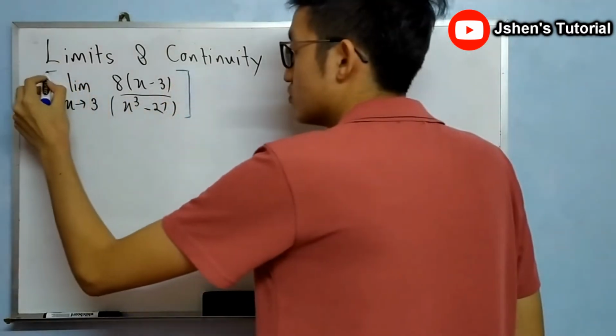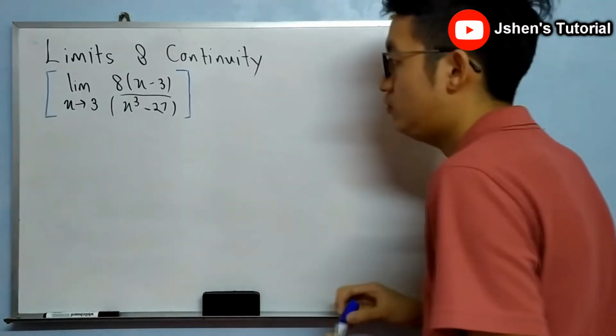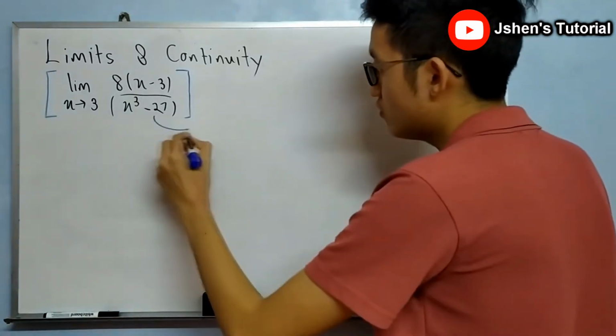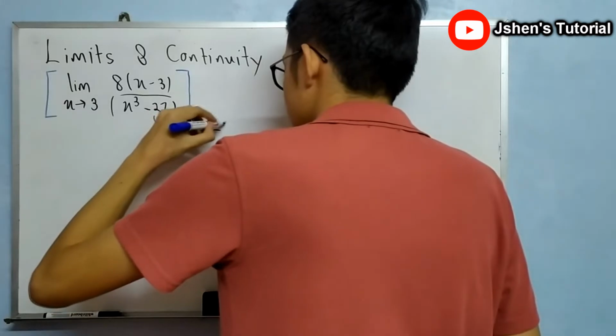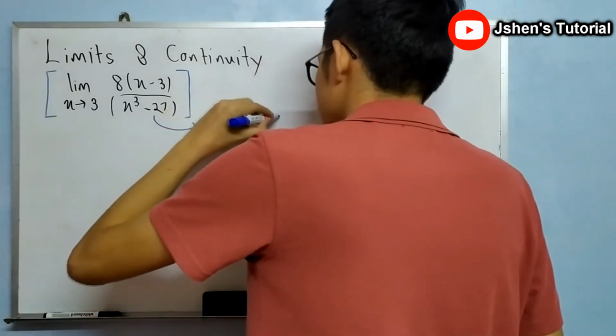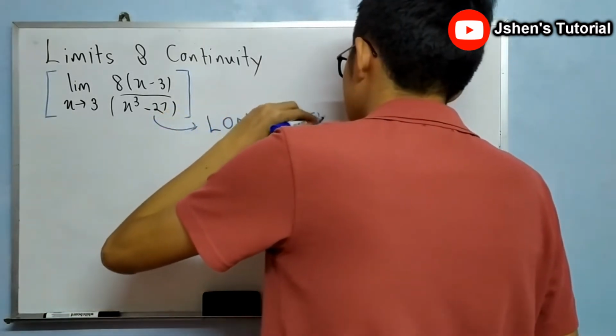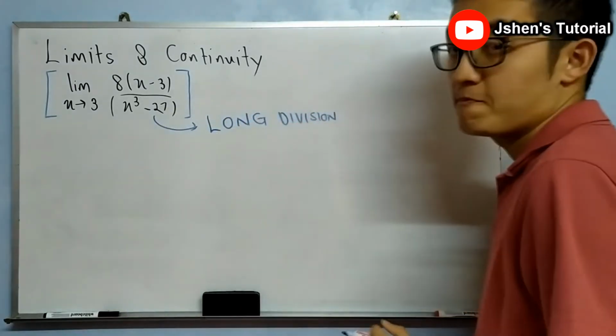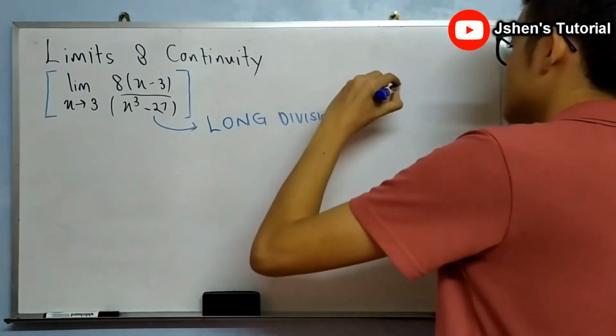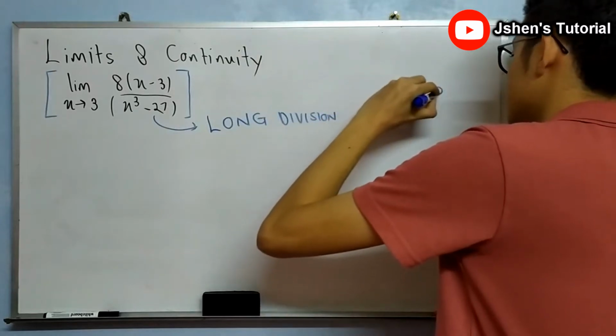Today we are going to talk about limits and continuity. From here, it is given as functions, but we cannot directly substitute the value of 3. So now we will proceed to long division.